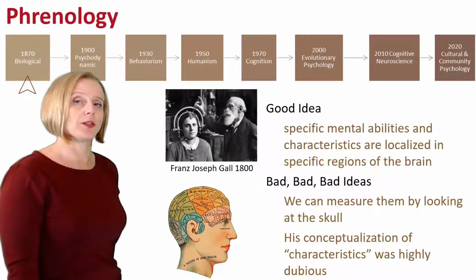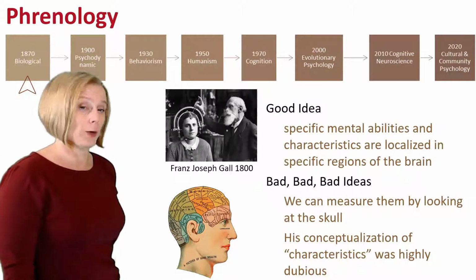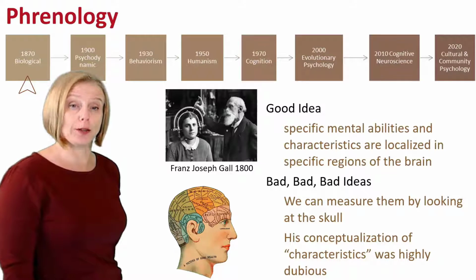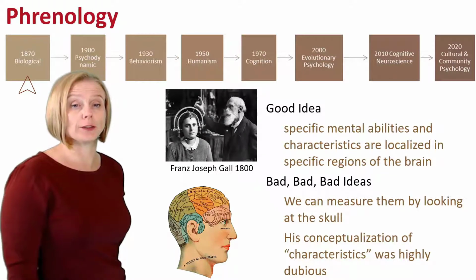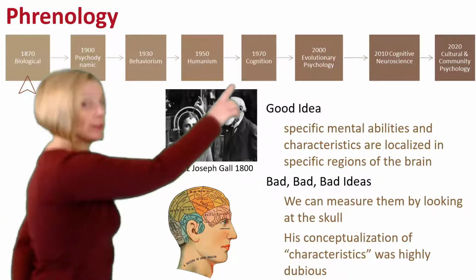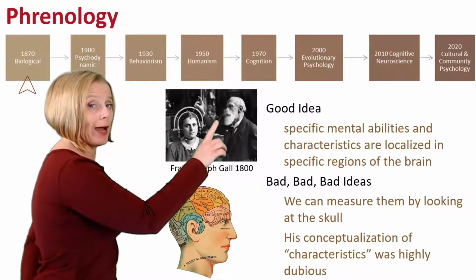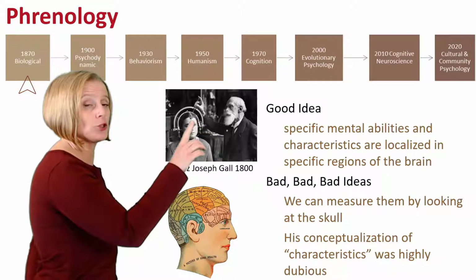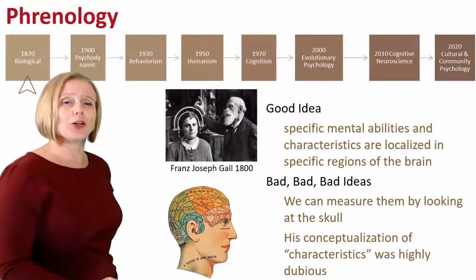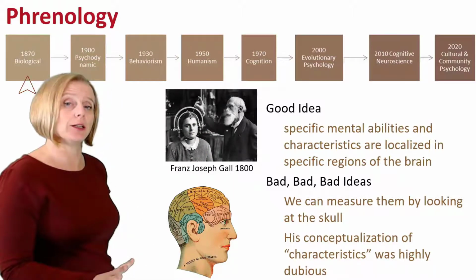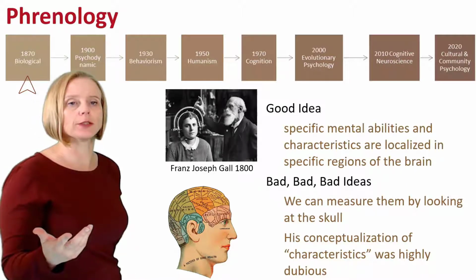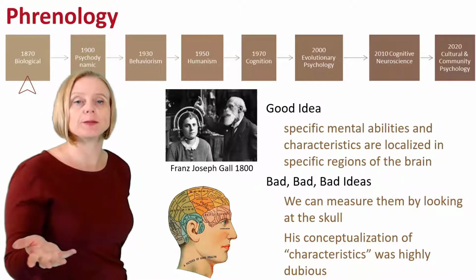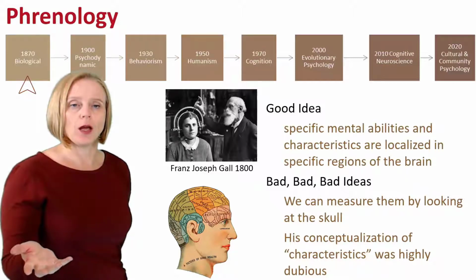We're going to start with the biological perspective. We're going to start with phrenology. This was Franz Joseph Gall's theory. You can see Franz here and a strange little apparatus for measuring the skull. And he had a good idea. That good idea was that special mental abilities or characteristics are localized within specific regions of the brain.